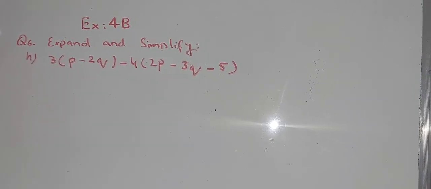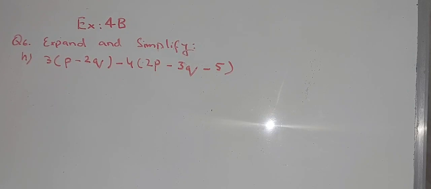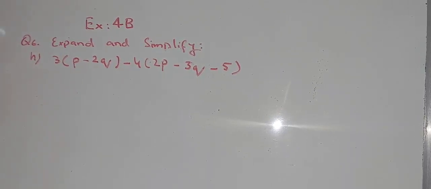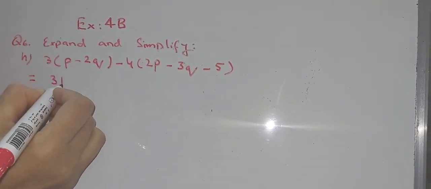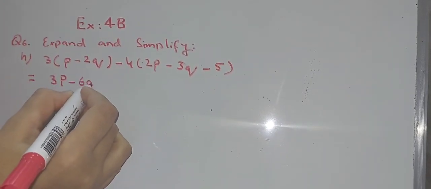Now, part H is 3 bracket p minus 2q bracket close minus 4 bracket 2p minus 3q minus 5 bracket close. Okay, let's start the solution. First of all, we have to open the brackets. 3 multiplied by p, it will become 3p. 3 multiplied by minus 2q, minus 6q.